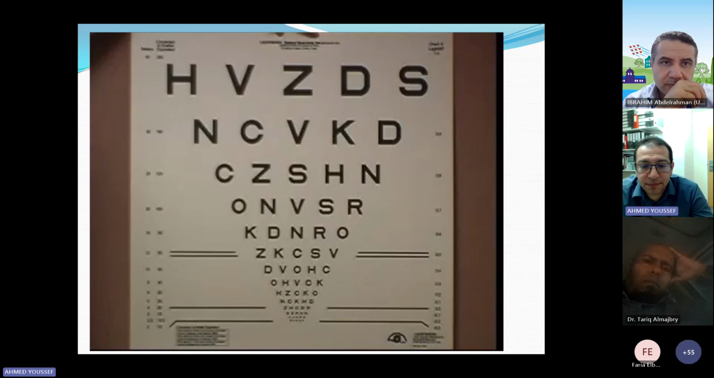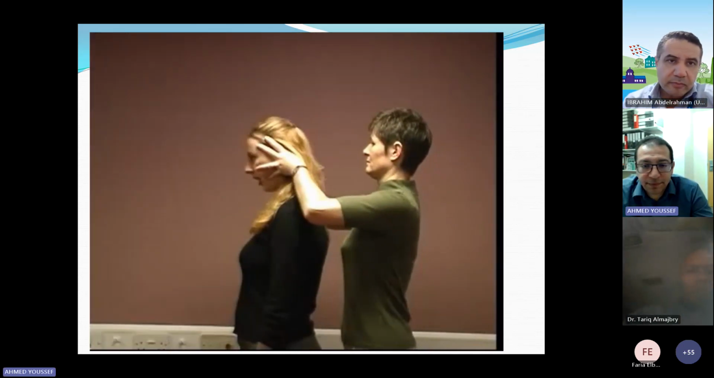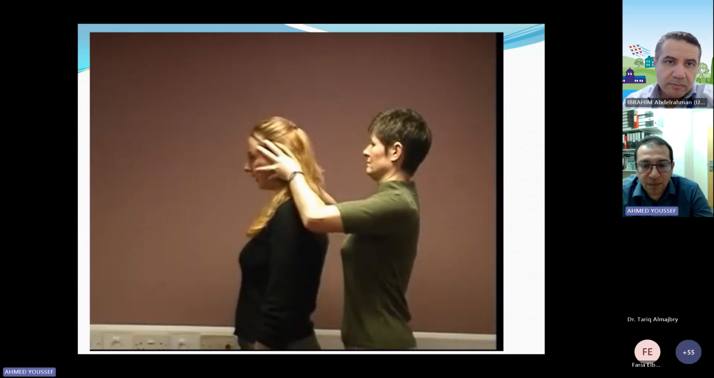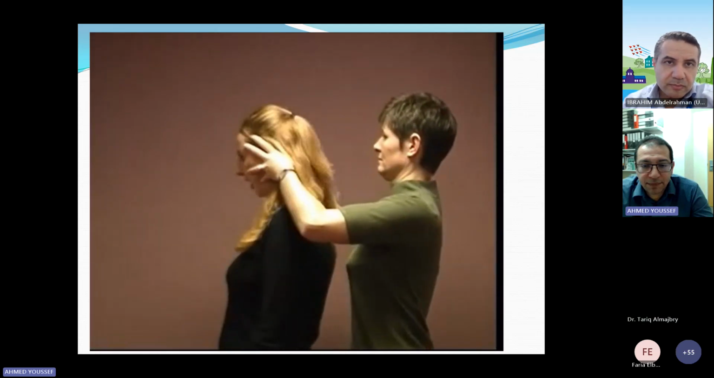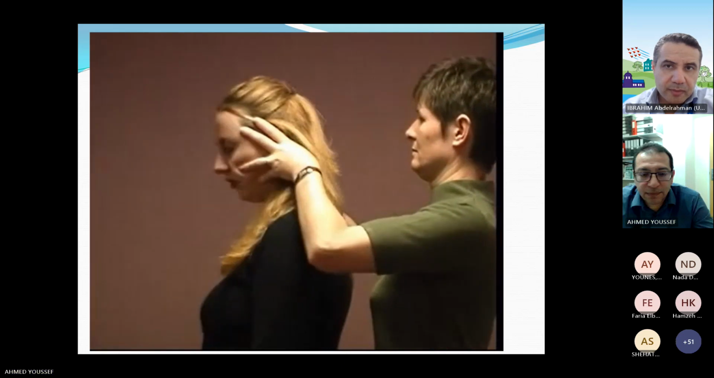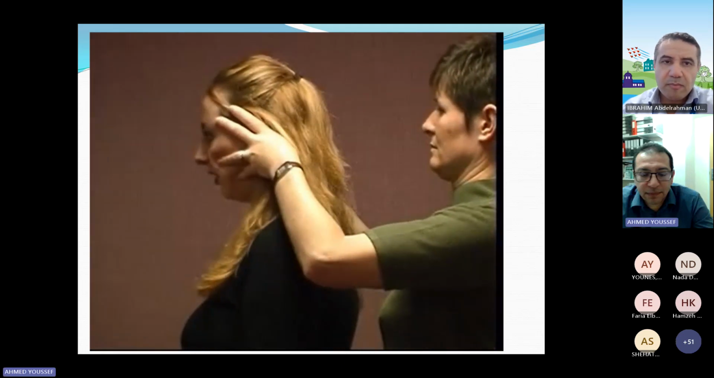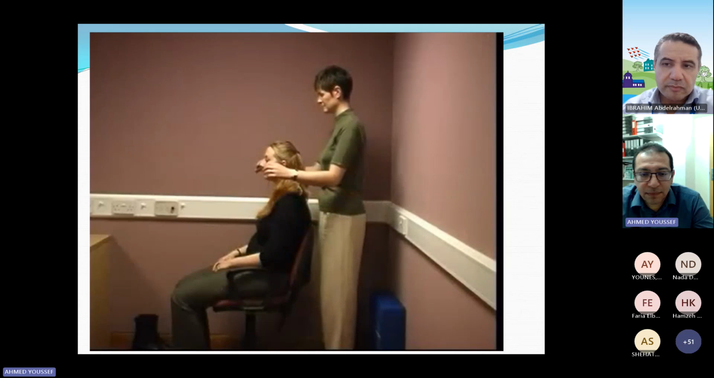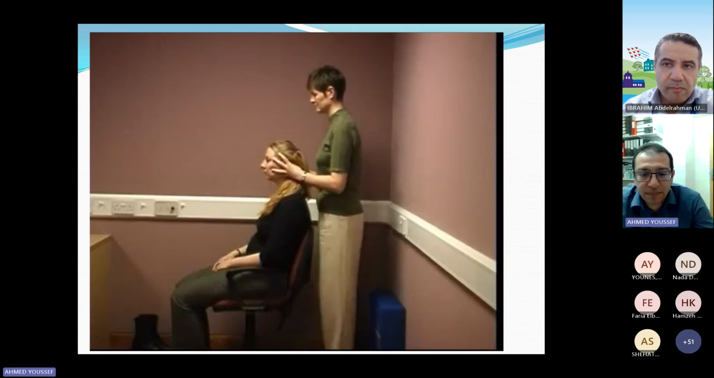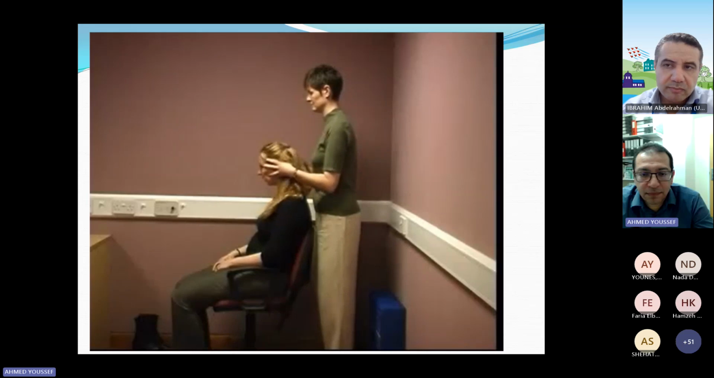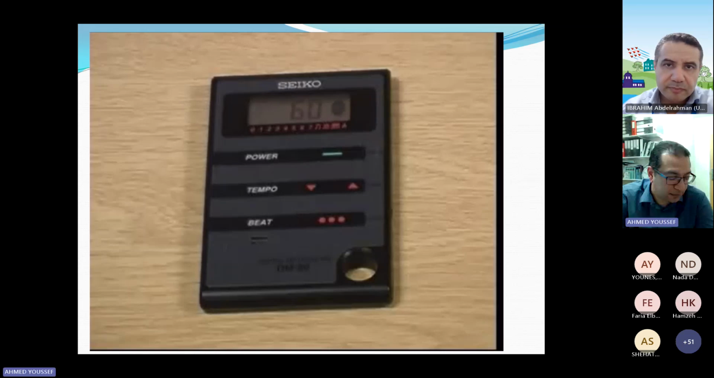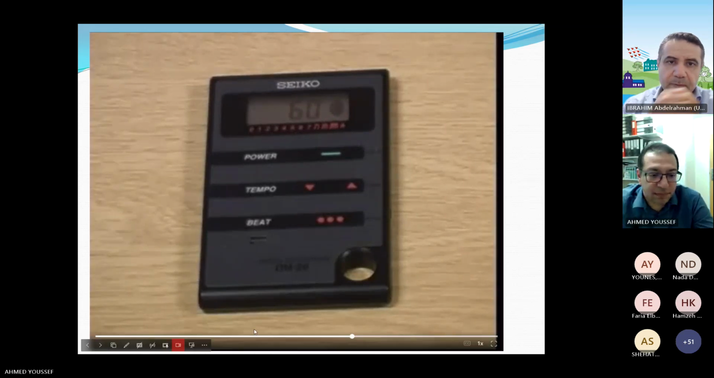You move the head at 2 Hertz. The amplitude of head movement required is very small, only 5 to 10 degrees in either direction. There is no reason why the test cannot be done with the patient sitting down. It is important to move the head at least 2 Hertz to prevent the patient from using pursuit to track and read the letters. It may help to use a metronome.